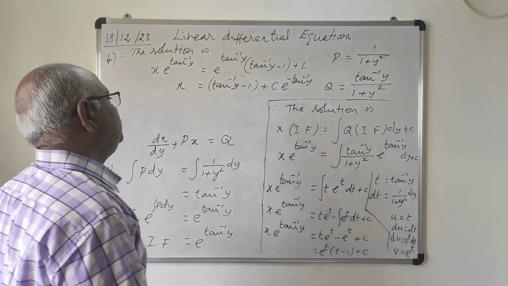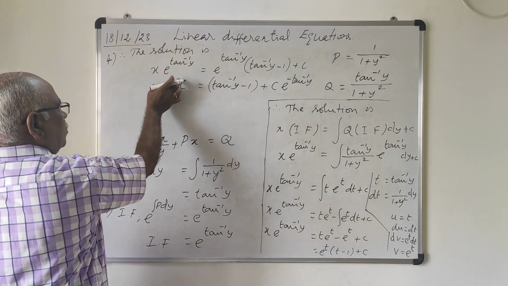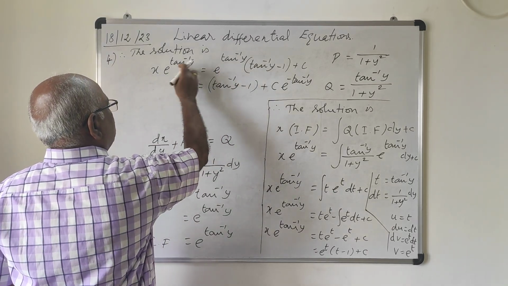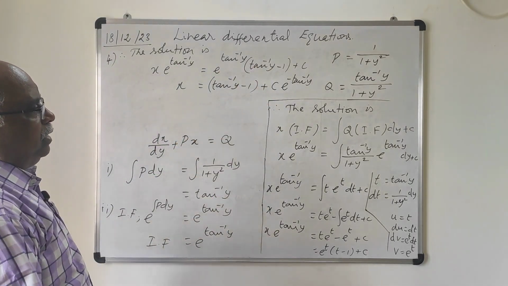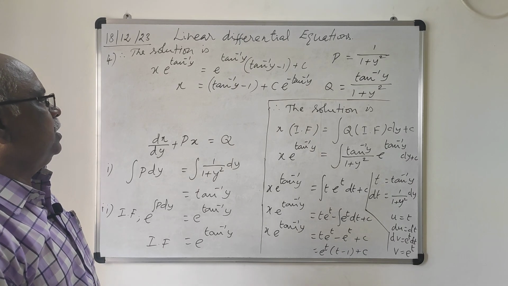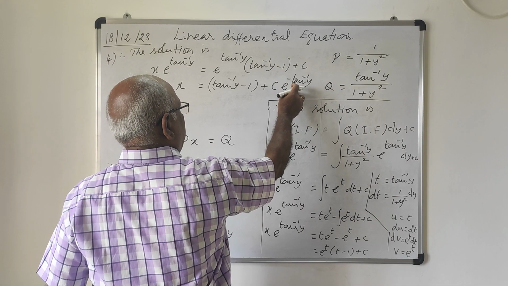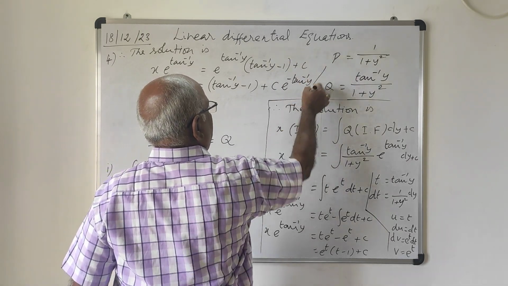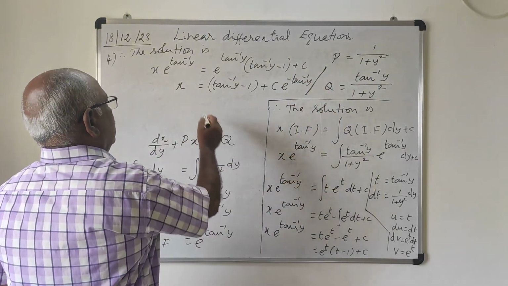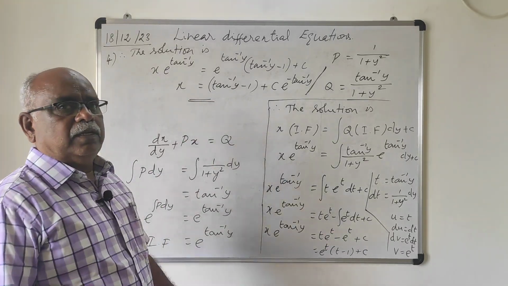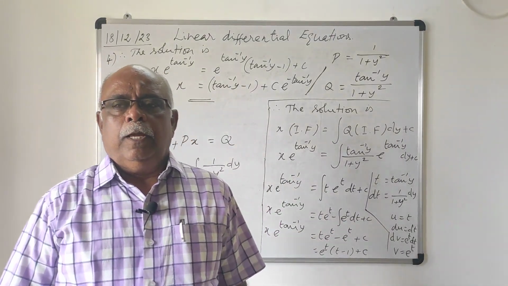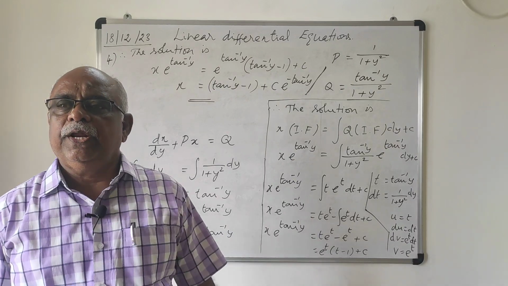That's all. You bring this e power tan inverse y to the right hand side, these two cancel, and you will get x equals tan inverse y minus 1 plus c into e power minus tan inverse y. That's all about the problem. This is the general solution for this problem. Okay, thank you. We will continue in the next video.